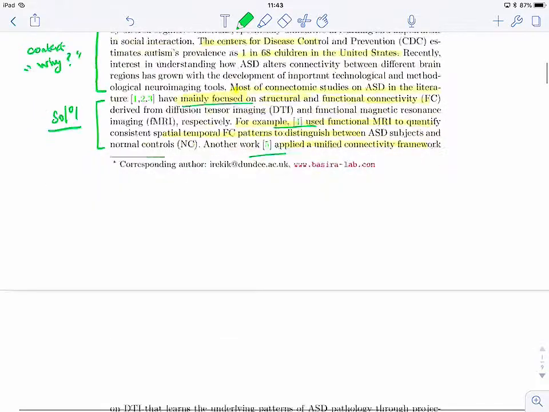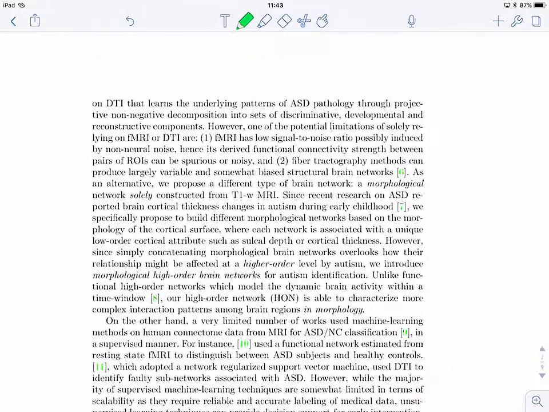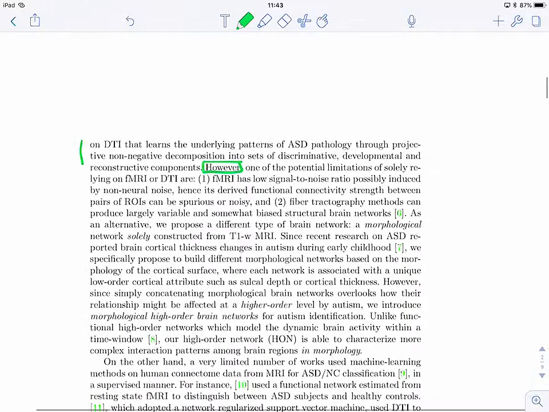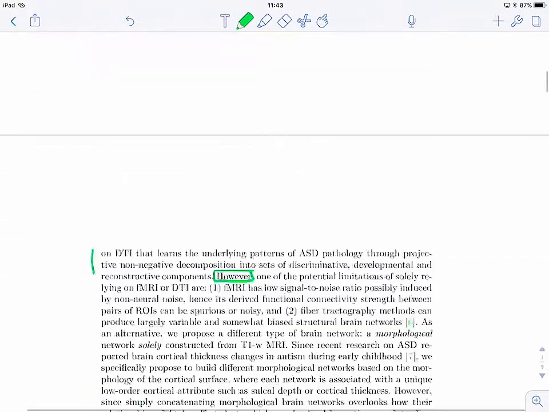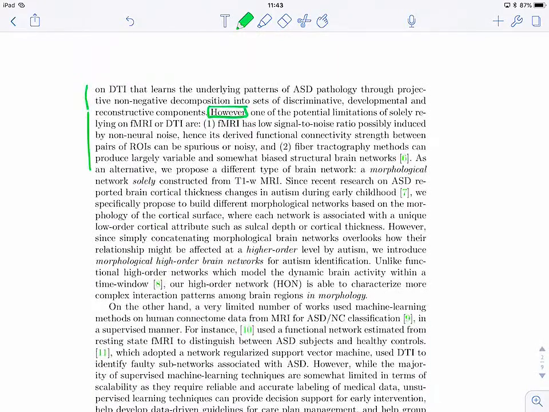Next, however, you guys can see it here. So these are after detailing or explaining solution 1. We're talking about the limitation of solution 1, okay, the first solution. So these are the limitations. However, one of the potential limitations of solely relying on those modalities are, and here I'm explaining those limitations, right? So limitation 1 and limitation 2 for research works which only relied on these brain representations, okay?